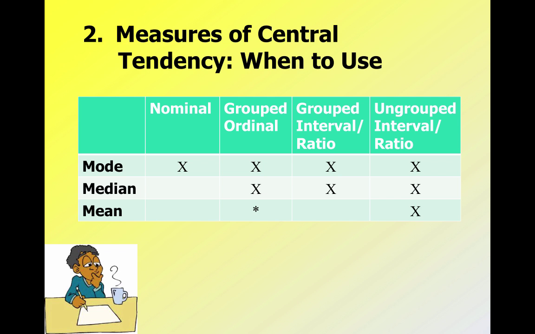So we have grouped ordinal variables. We can calculate the mode and find the median. And I'll get to what this asterisk is in just a moment. But notice that when we have full-ranked ordinal variables, we can't do anything with that. And we'll see why that is. And then now we have our grouped interval ratio variables and ungrouped interval ratio variables. Now notice how I've lumped those two into one category, interval and ratio variables. Why is that?